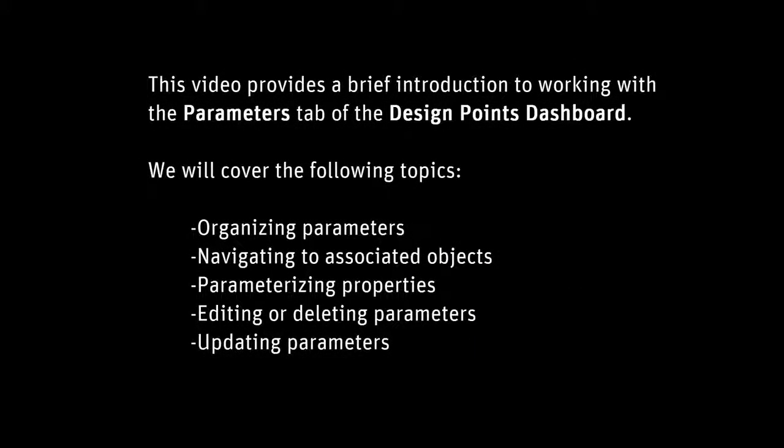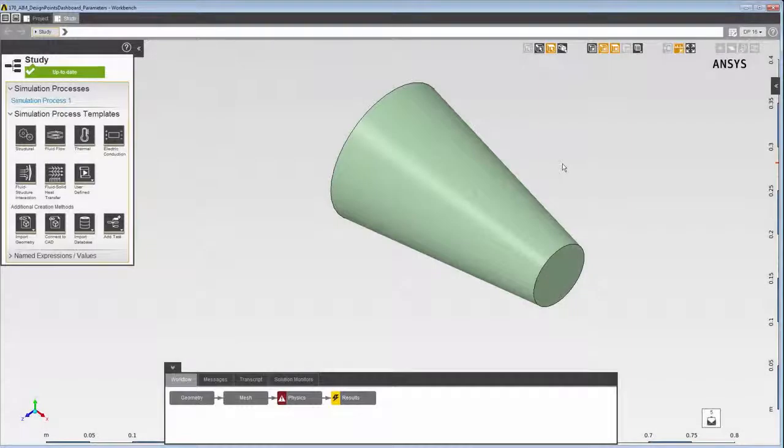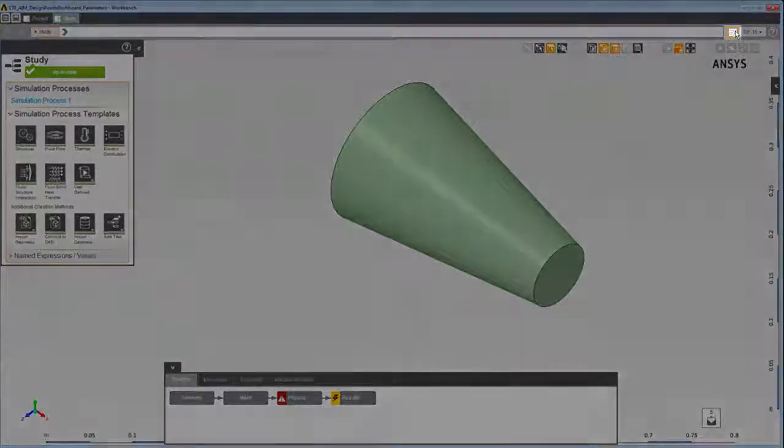This video will provide a brief introduction to working with the Parameters tab of the Design Point dashboard. We will cover the following topics: organizing parameters, navigating to associated objects, parameterizing properties, editing or deleting parameters, and updating parameters. First, open the dashboard by clicking the Design Points dashboard icon.